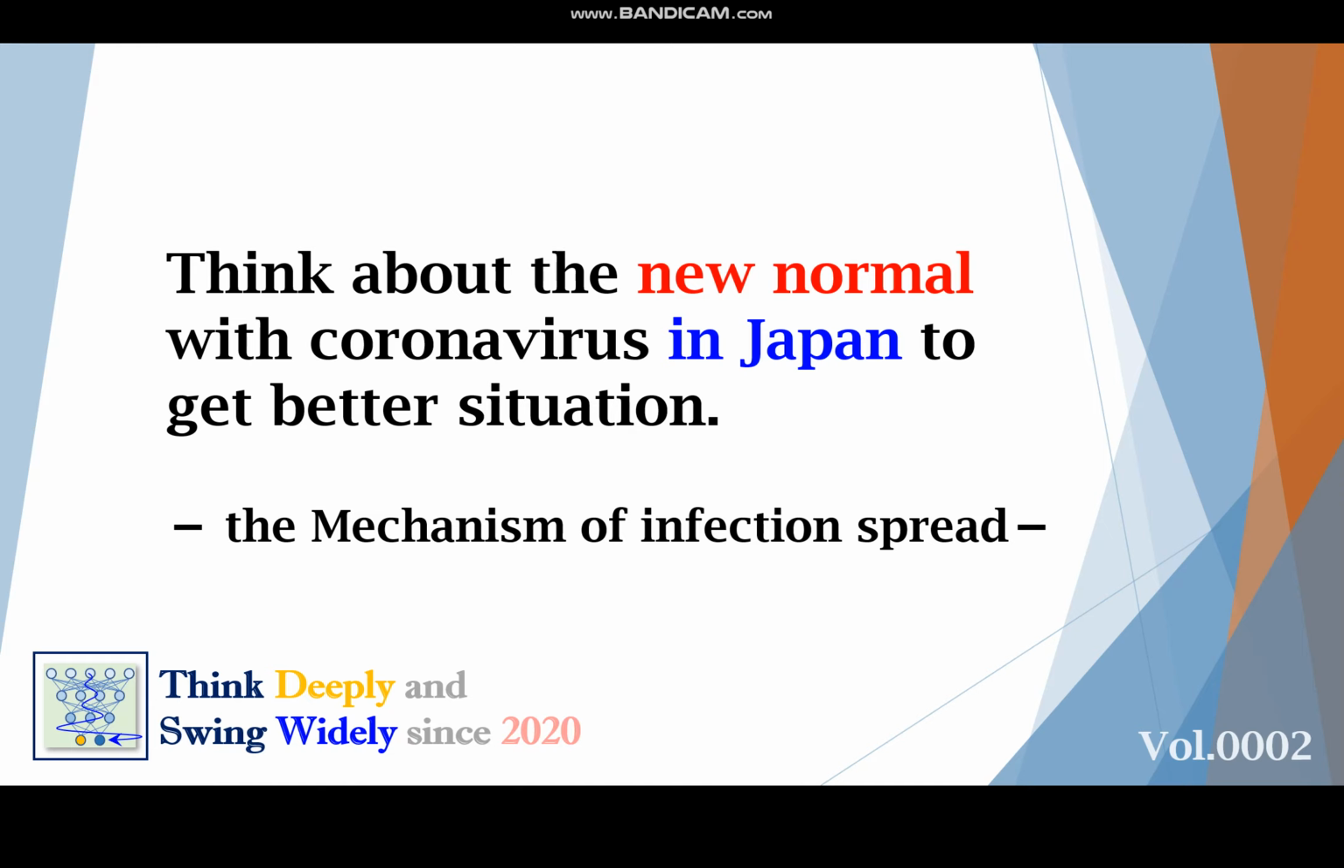Think about the new normal with coronavirus in Japan to get a better situation again. This time, we share the mechanism of infection spread. It is important to know how infection spreads to prevent it from spreading.